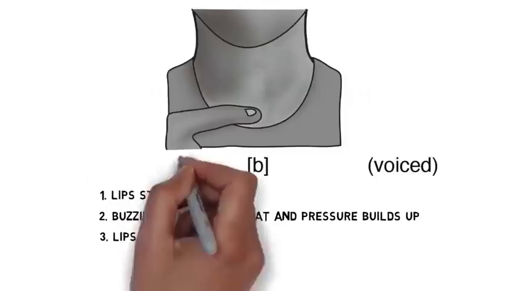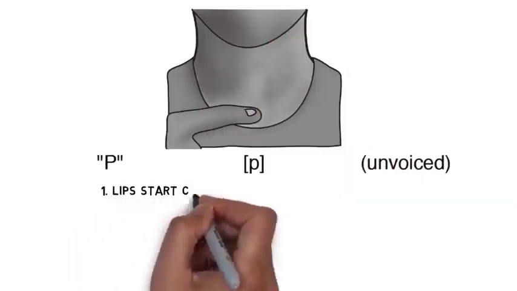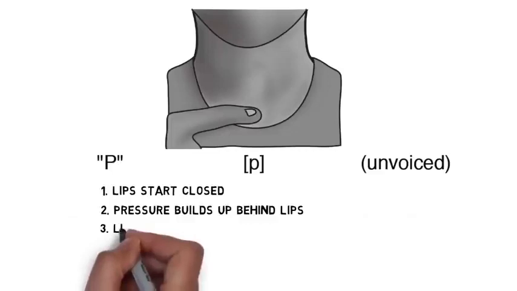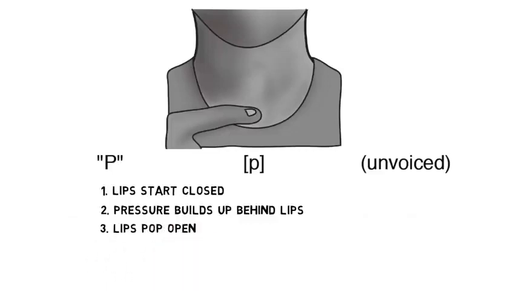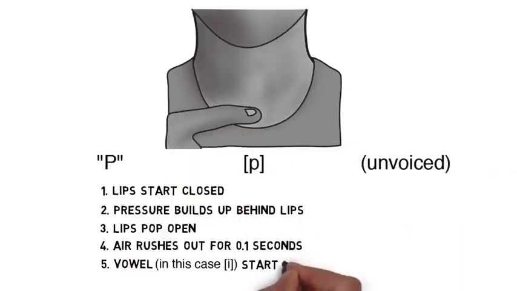B. Now compare that to B's unvoiced partner, P. First, there's no buzz and your lips are closed. It starts exactly the same as a B. Then, air starts building up behind your lips. Then your lips will pop open with a little P sound. Then air will start to rush out for a tenth of a second, almost making an H sound. And then, once you've heard that sound, you'll start to feel buzzing in your throat as the vowel E starts. So, using these same 2 examples, let's talk about aspiration.